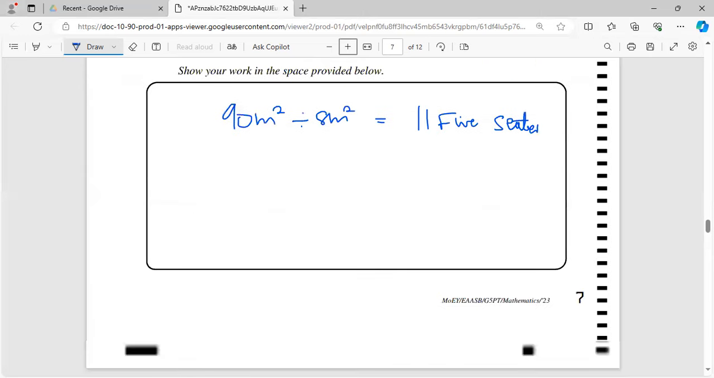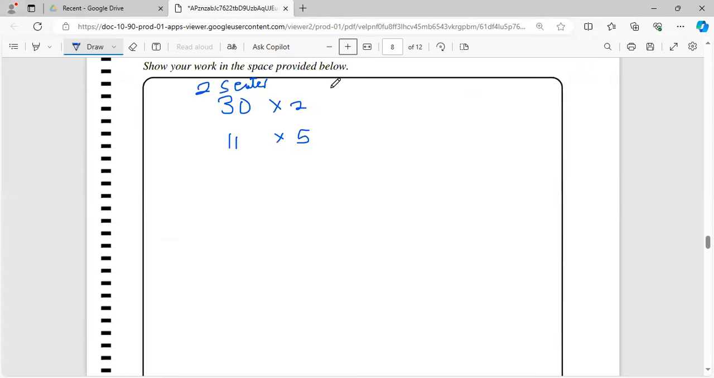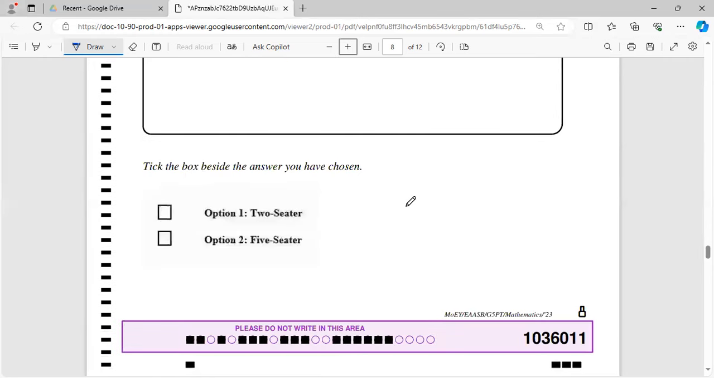Alright, so we get past all of them already, guys. So for the 2-seater, it can hold 60 students, while the 5-seater can hold 55. Alright, not bad. So look at the 2-seater winning so far, but let us go down and see what goes on further. Tick the box. Alright, I'm going with the 2-seater.